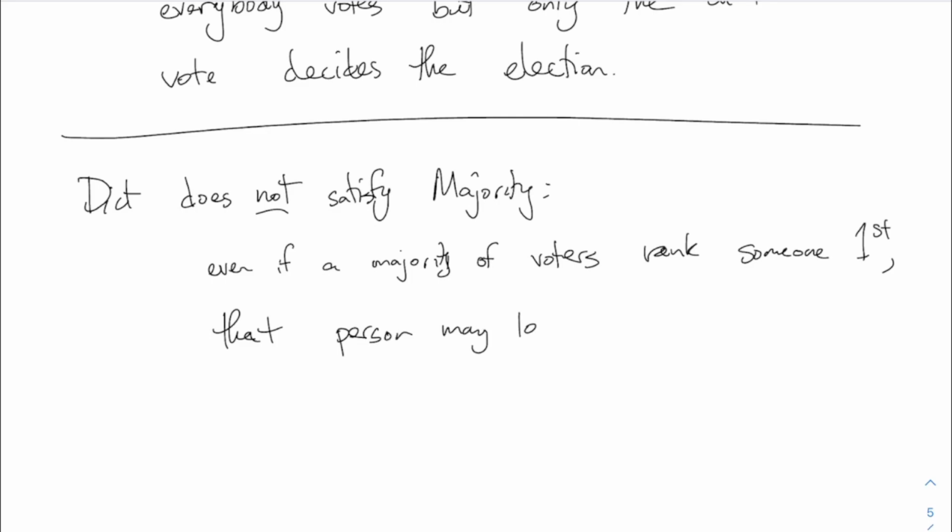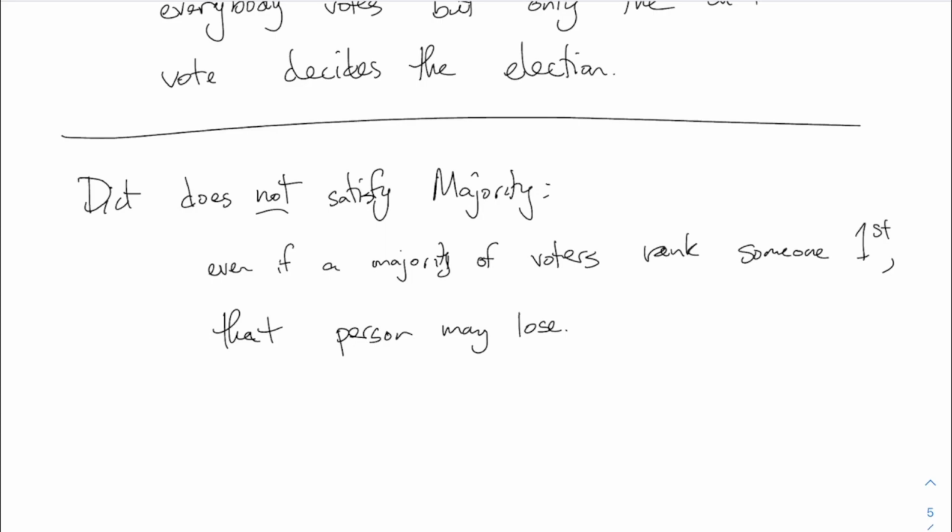This is the whole point of a dictatorship. If you ask me, what's good about a dictatorship? You don't have to let those pesky majority candidates win the election. Somebody else can win, all right? This is good if you're the dictator. It's bad if you're an ordinary person. Okay, so the dictatorship does not satisfy the majority criterion.